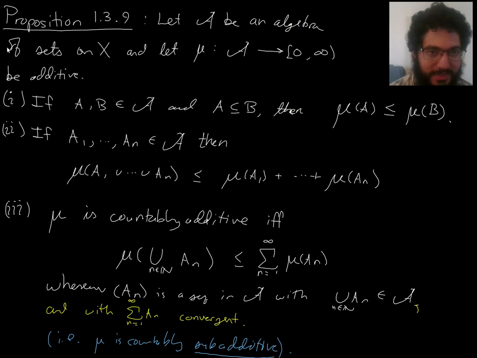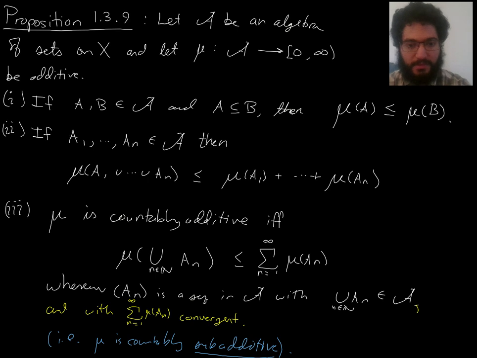And now that I point to it, I'm seeing a typo. It does not make sense to add up sets, right? This is the mu of the A_n's. Okay, so that's that.